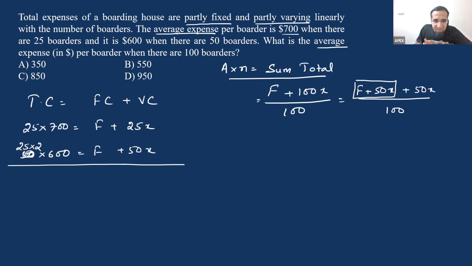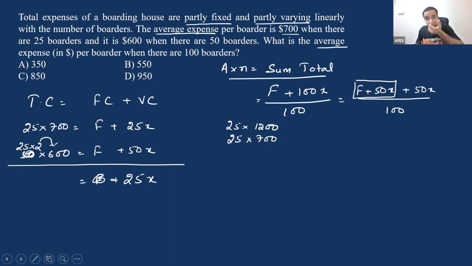So when I subtract these two, understand this is F. So F gets cancelled. When I subtract these two, I just get 25x. Can I say 25x? Now understand, you should be very good at these calculations. So 25 into 700 is what I have. Now the other value can be smartly written as 25 into 1200, 2 into 600. Okay. So I subtract these two.